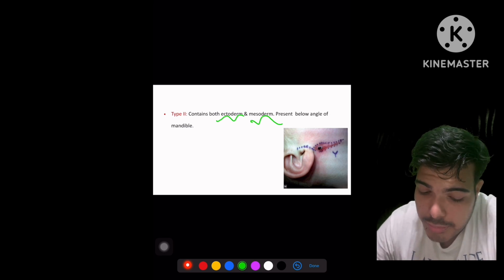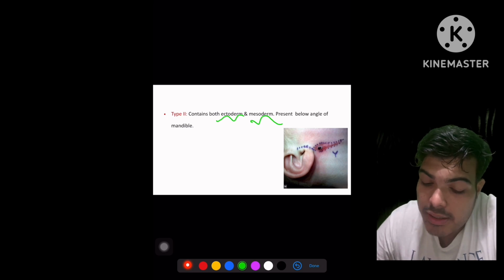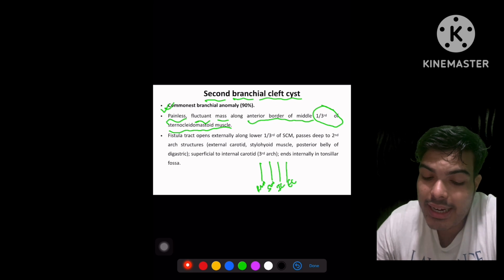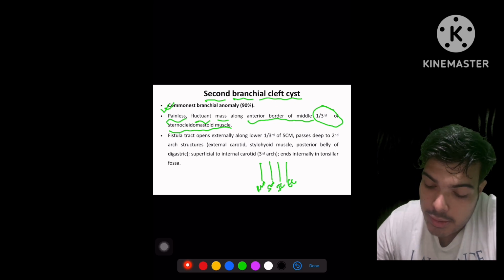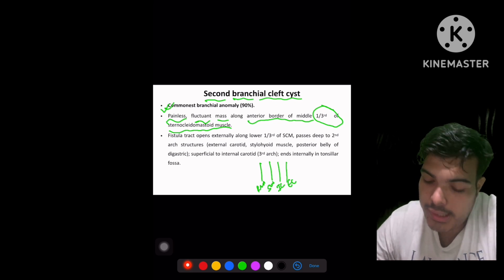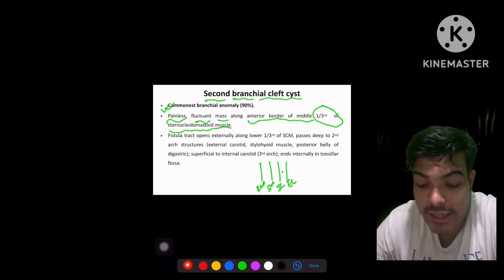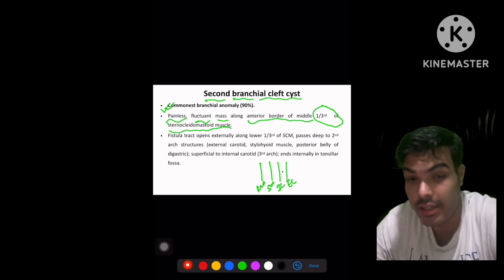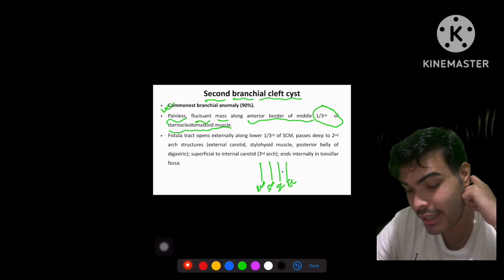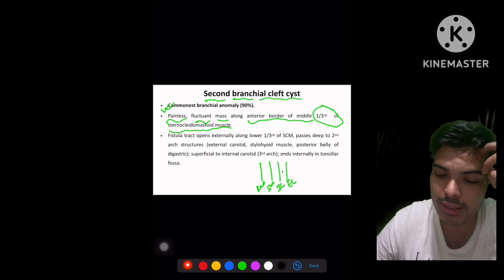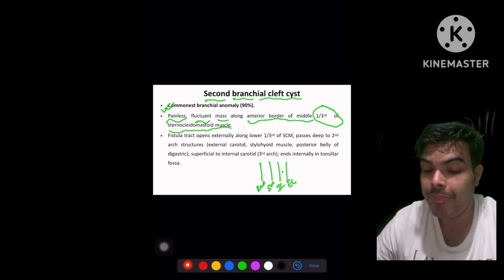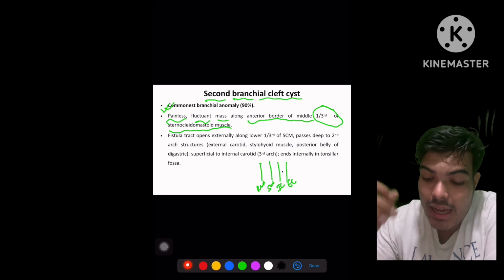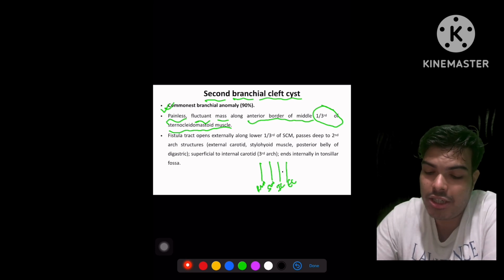So the fistula tract opens externally along the 1/3 of the sternocleidomastoid and passes deep to the second arch structures. So this second arch structure is deep to the external carotid, superficial to the internal carotid, and ends internally in the tonsillar fossa. You just need to know superficial and deep. Okay, there are all other things. And the third branchial cleft passes deep to the third arch structure, that is the internal carotid, and superficial to the superior laryngeal nerve.